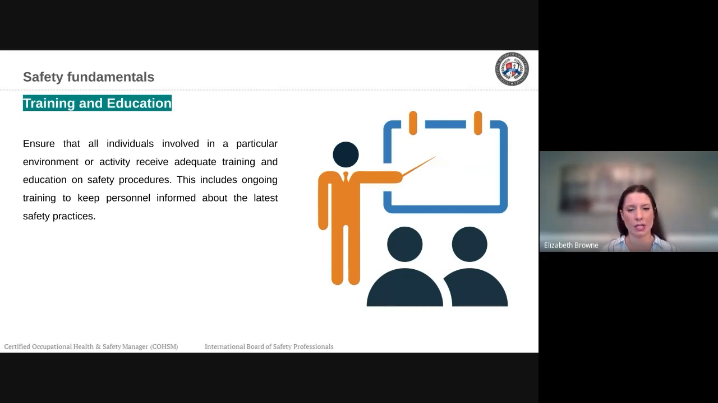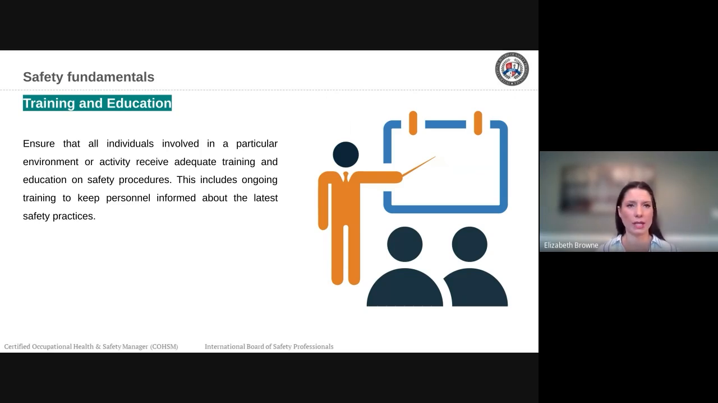So training and education is a very important safety fundamental that we are going to utilize to ensure that all individuals involved in a particular area of our work operation, environment, or activity understand the safety procedures through having adequate training and education on those procedures. Depending on the regulation, there are different requirements on how often that training must occur, but almost all regulations require that the training occurs prior to the employee being exposed to a hazard.